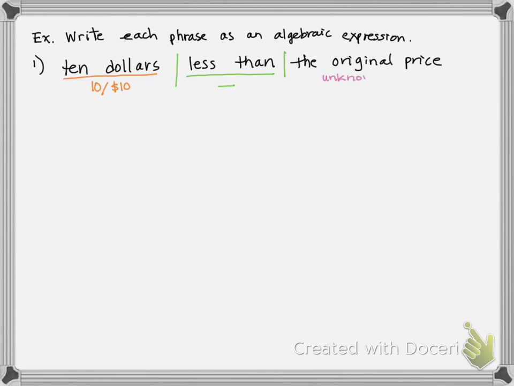Now, the original price, I cannot turn it into a number or an operation, so that is our unknown. So we're going to have to define it. What does that mean? Pick a variable and then write the words that it represents. The original price.